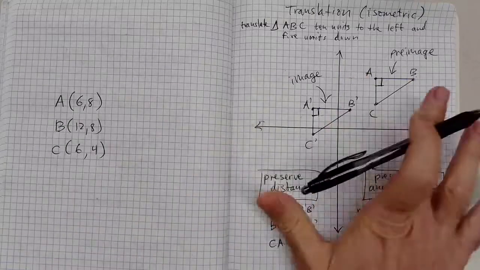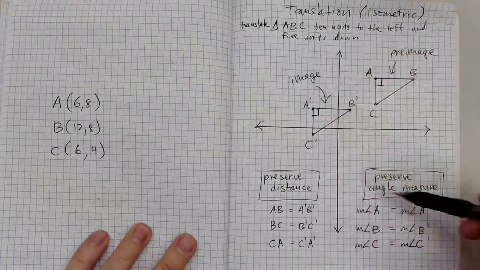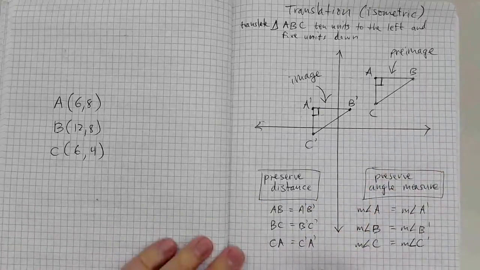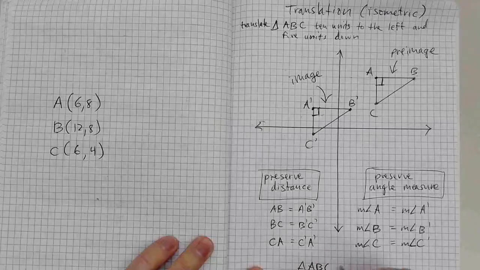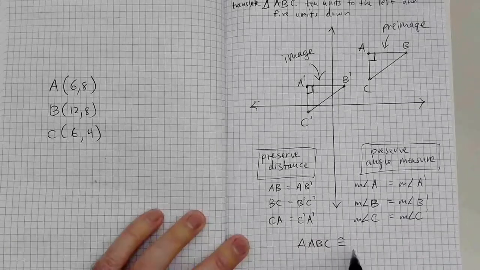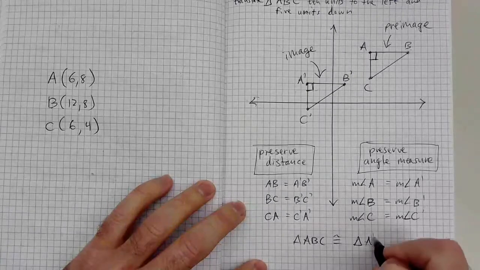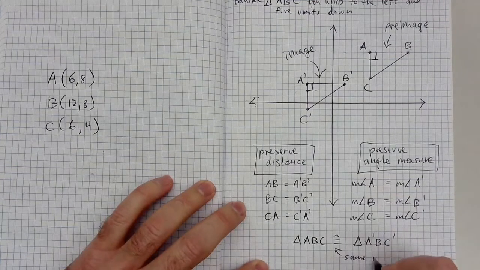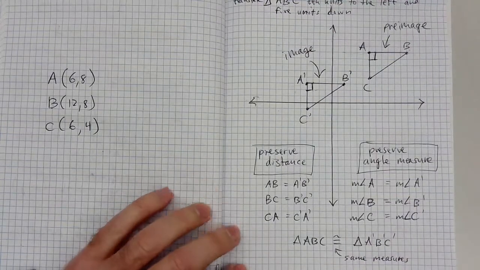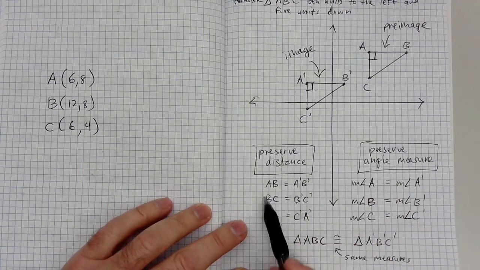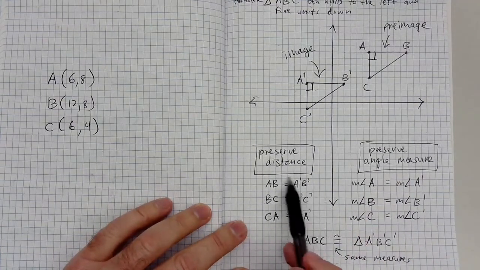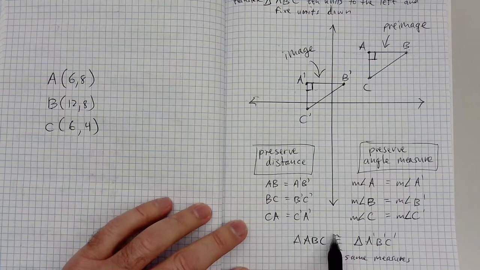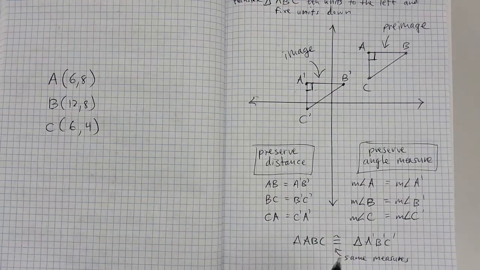So this is a translation. It preserves distance, preserves angle measure. We say that triangle ABC is congruent, and this is where we use this little symbol here, congruent to triangle A prime, B prime, C prime. Okay, and congruent means same measures. And it really means all of this, right? So rather than writing all the sides are equal and the measure of all the angles are equal, we can just say that the 2 triangles are congruent, and it says all of that. Right? So this little symbol saves us a lot of writing.